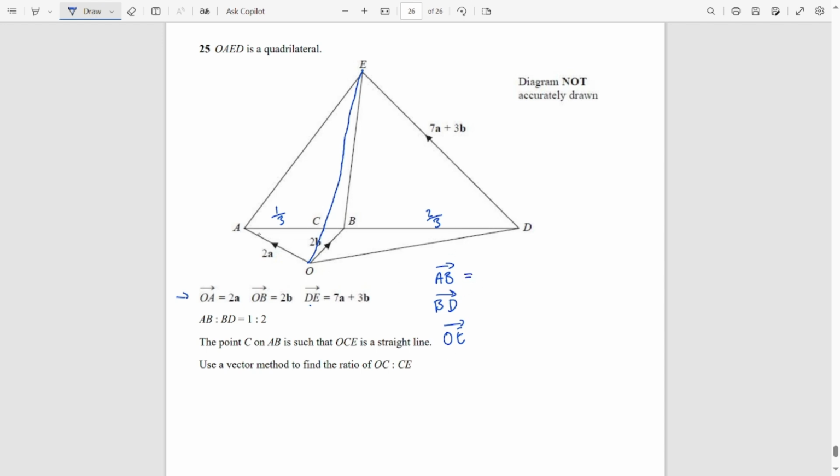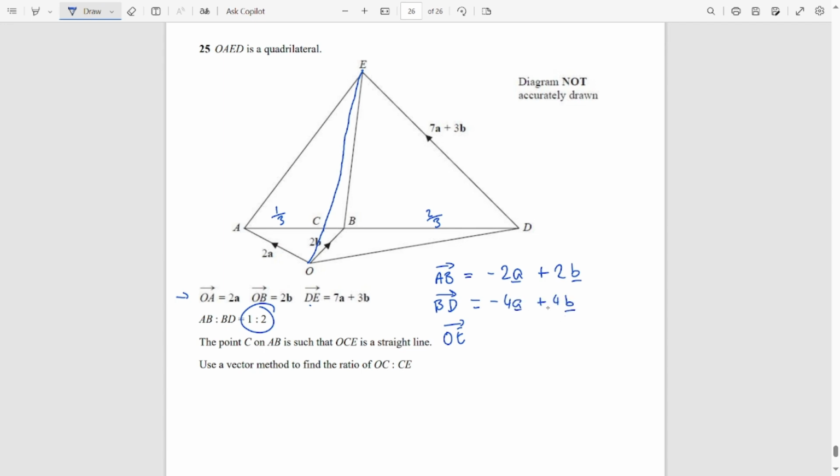So for AB, we are going to go backwards along AO, so I want minus 2a, and then forwards along OB, so this is going to be plus 2b. Now once I've got AB, I can also get BD. Remember this ratio here, it was 1 to 2. BD is twice as much, so it's double the length of AB, so it's just going to be minus 4a plus 4b.